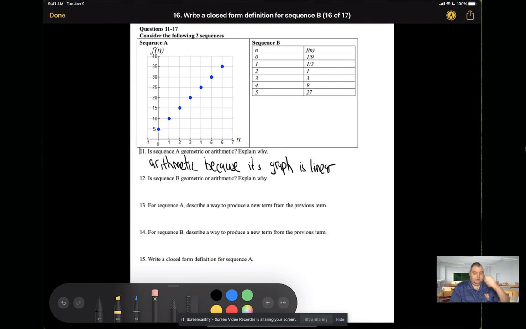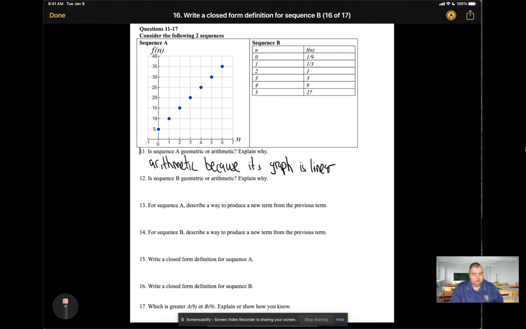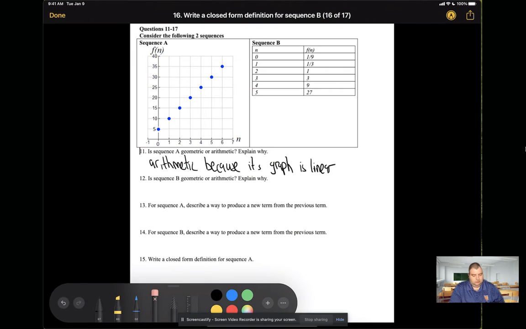So it's arithmetic because the graph is linear. Number 12, is sequence B geometric or arithmetic? Well, what is the pattern here? All right, so what am I doing each time? Well, to me, this looks like I'm tripling. 1/9 times 3 is 1/3. 1/3 times 3 is 1. 1 times 3 is 3. 3 times 3 is 9, so on and so forth. So number 12 is a geometric sequence.